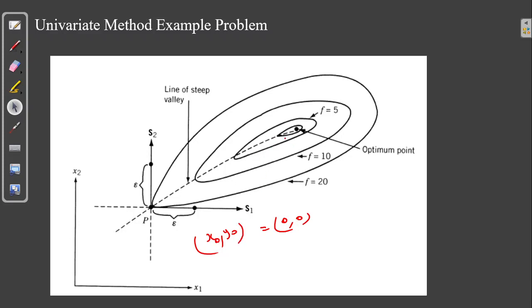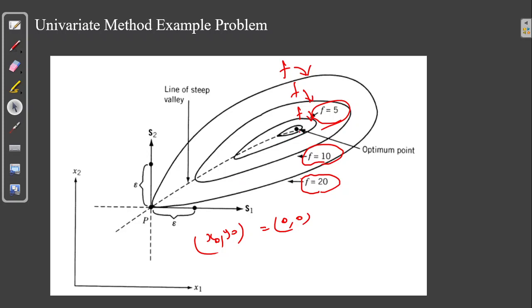Now this function is f, this is the function f. Our objective is to minimize this function f. For the first iteration it was f equal to 20, and in the next iteration it was minimized to 10, and in the next iteration it is minimized to 5.